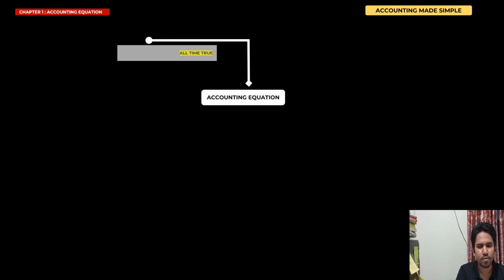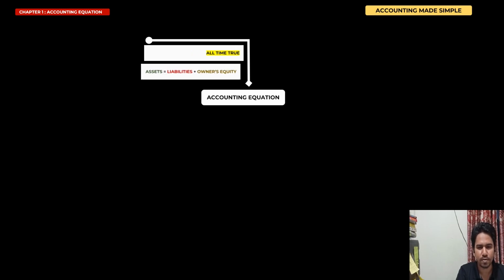In this book, the first chapter is named Accounting Equations. It gives a basic understanding about the accounting equations. Accounting believes that these equations are always true. So, what is the equation? The equation is: asset equals liability plus owner's equity.